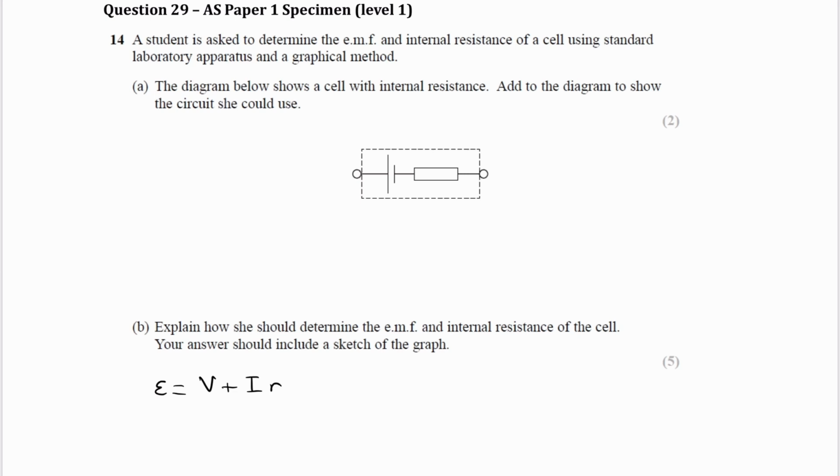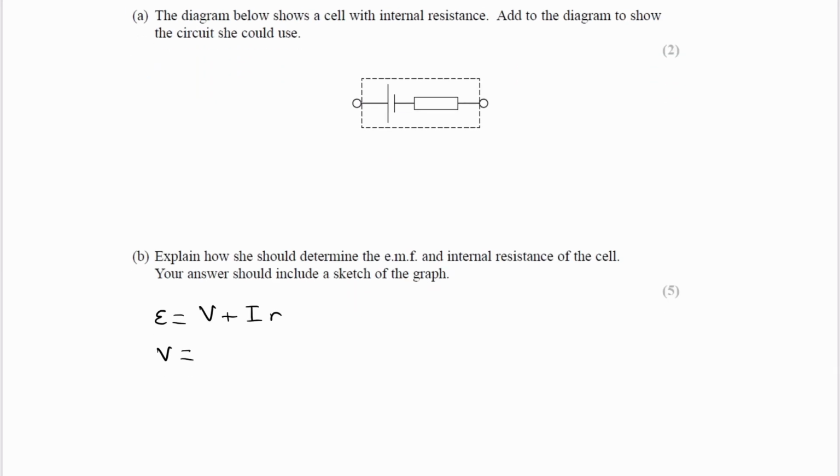If we rearrange this equation for V, the terminal PD, so V is equal to, I'm going to change the order of this and write it as minus Ri plus epsilon. This is of the form y is equal to mx plus c. So then if we were to plot a graph and have the terminal PD on our y-axis and have the current in our circuit on the x-axis, this will be a straight line with a negative gradient, and the gradient would be minus r, and the y-intercept would be the EMF.